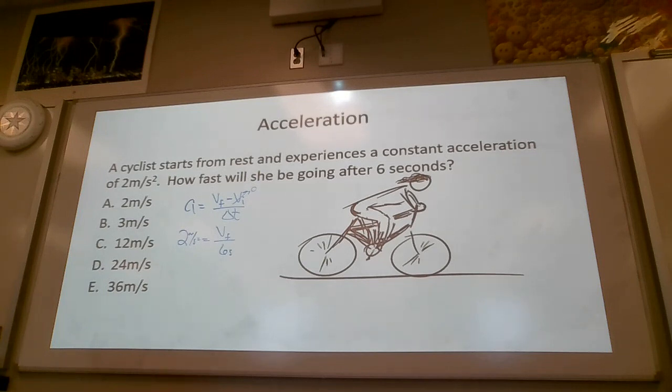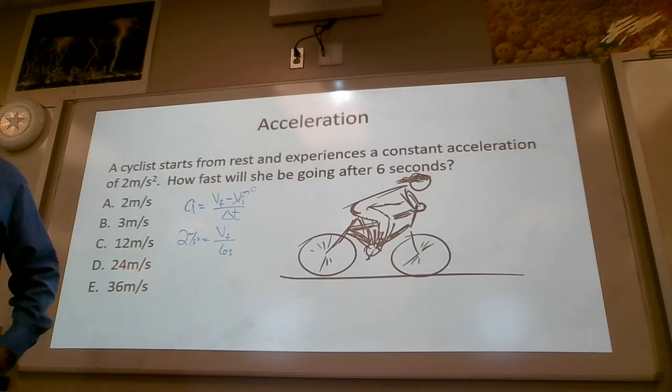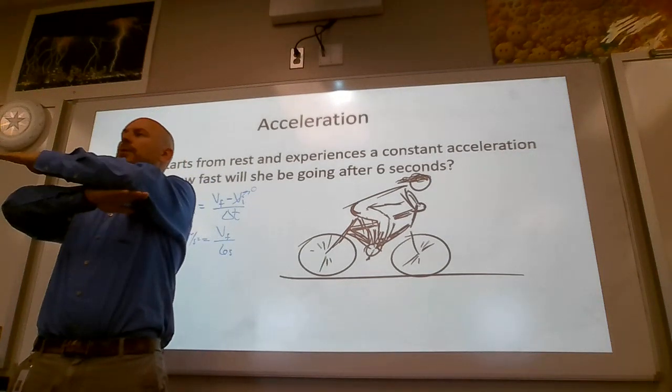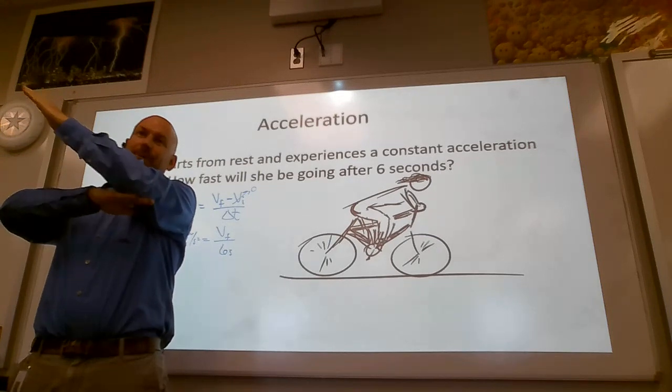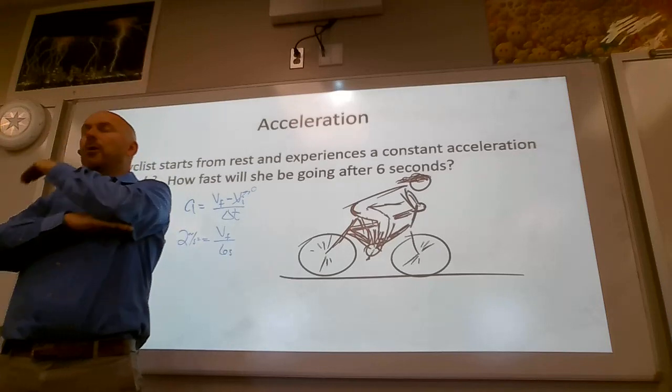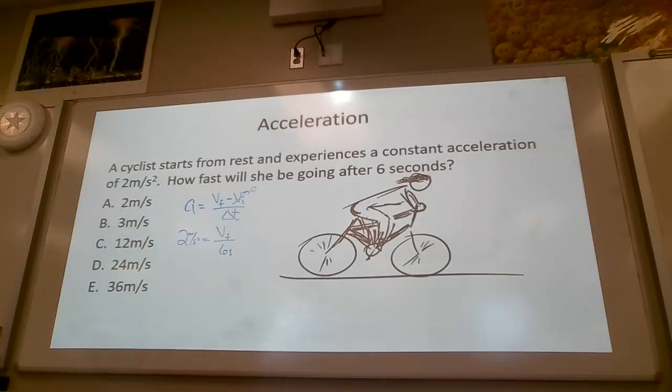That's mathematically. Conceptually, here's the idea. Every second that goes by, you change your velocity by 2 meters per second. Okay? So you start at 0 and go 0, 2 meters a second, 4 meters a second, 6 meters a second, 8 meters a second, 10 meters a second, 12 meters a second. Over 6 seconds, you change your velocity by 12 meters per second because you change your velocity by 2 meters a second every second. Good?